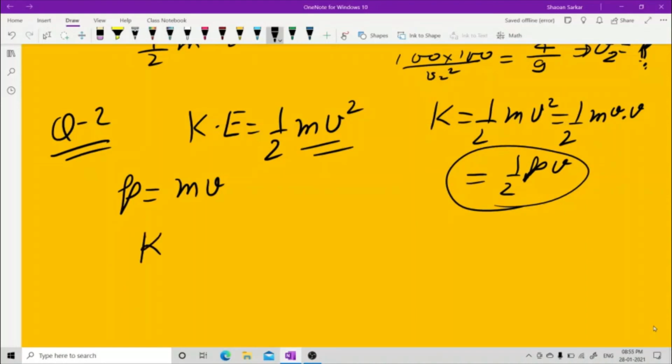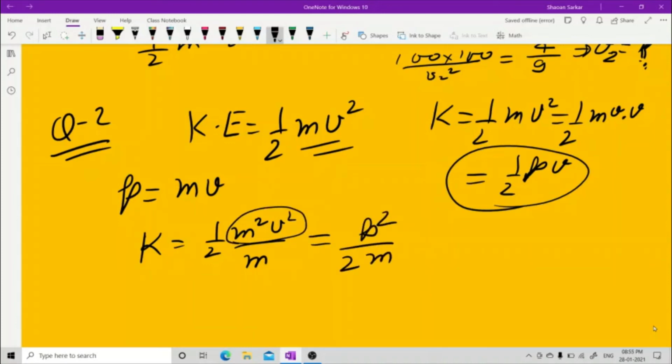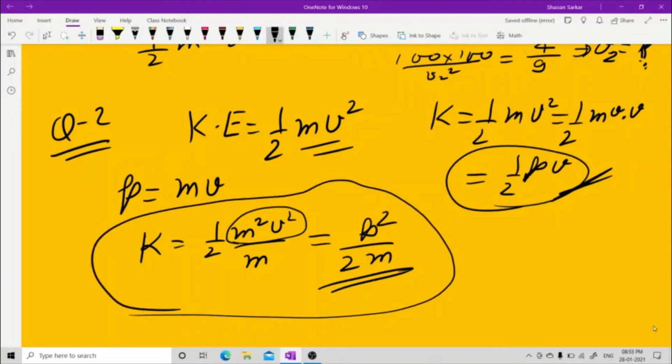The other way is half m, multiply with an m to make it square and divide with an m. So m v square becomes p square. Mostly we use this expression. We don't use the other one, you can use it also, but it is of no use here. This is the very, very important expression you need.